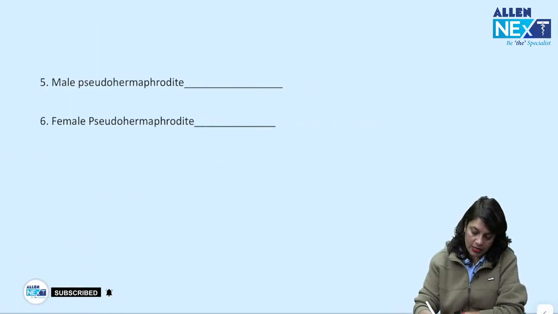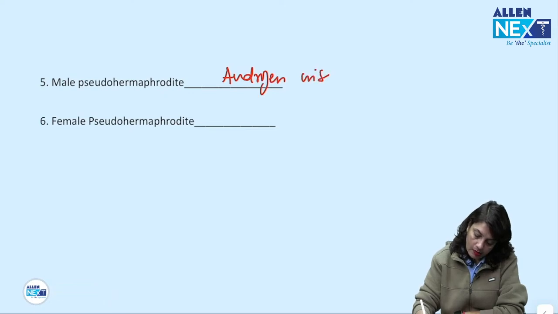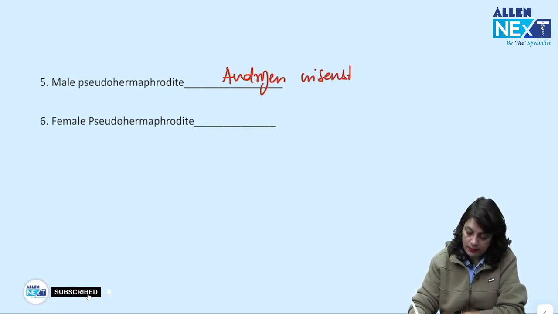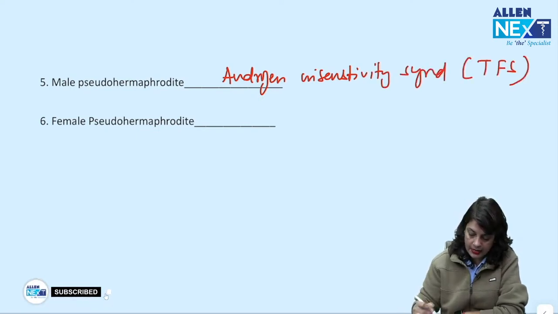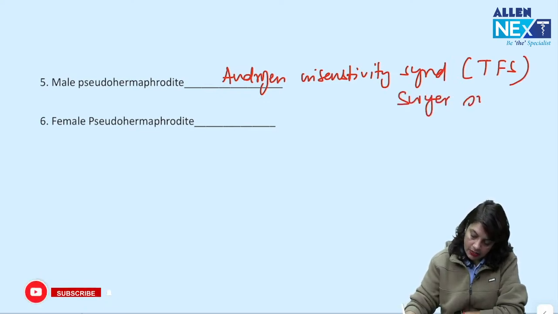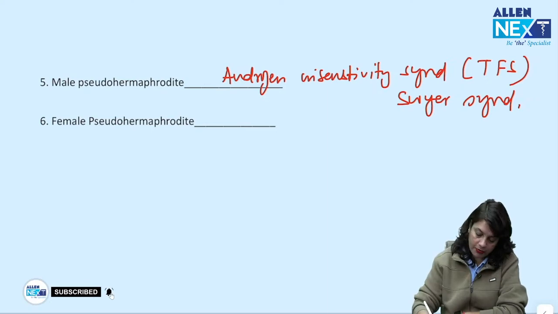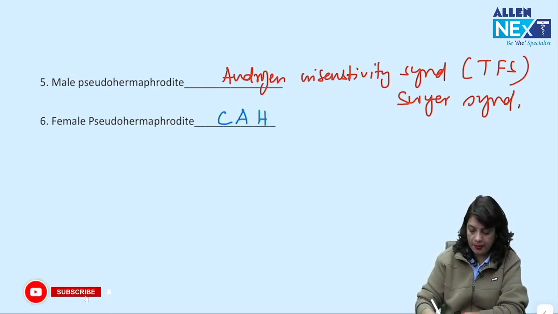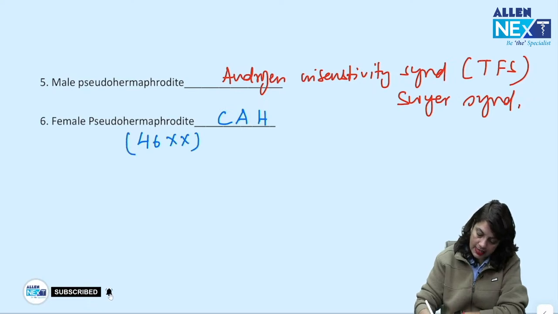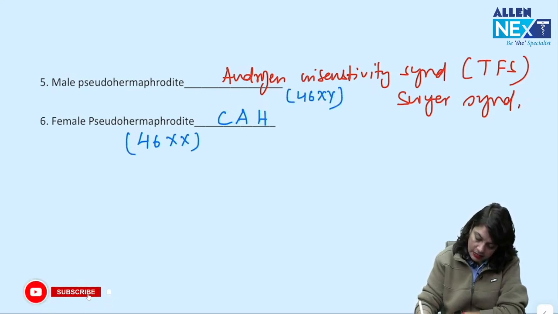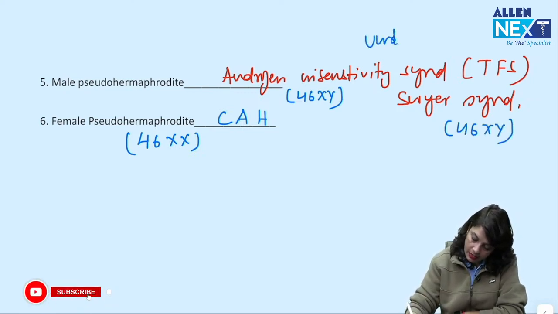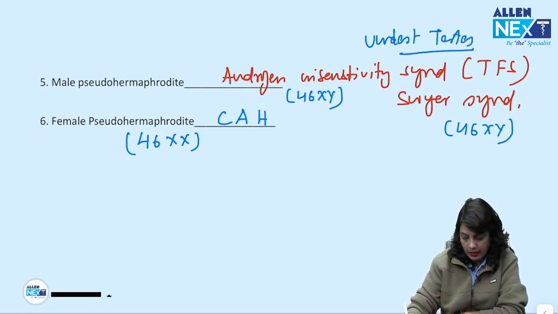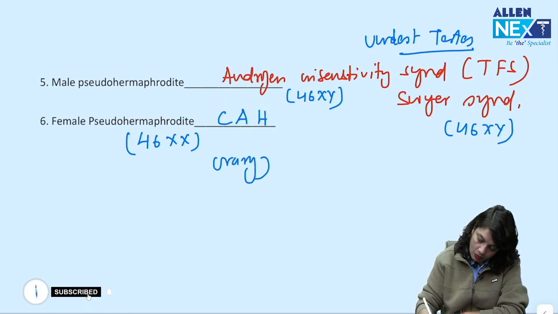Male pseudohermaphrodite, can you give an example? It is androgen insensitivity syndrome or testicular feminization syndrome and also Swyer syndrome. Female pseudohermaphrodite is congenital adrenal hyperplasia. Karyotype is 46XX. Here it is 46XY. So, here the gonads will be undescended testes. Here the gonads will be ovaries.